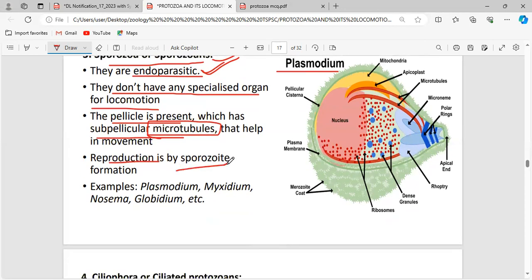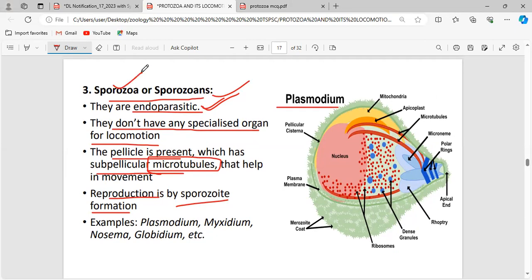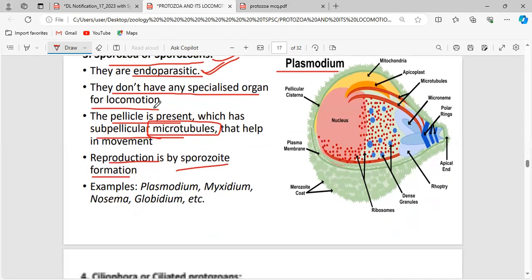And reproduction is done by sporozoite formation. As I said before, sporozoite formation is one of the main important asexual reproduction methods followed by the sporozoans. Examples are Plasmodium, Myxidium, Nosema, Globidium. You have to remember the examples; in tomorrow's class, I'm going to ask you.